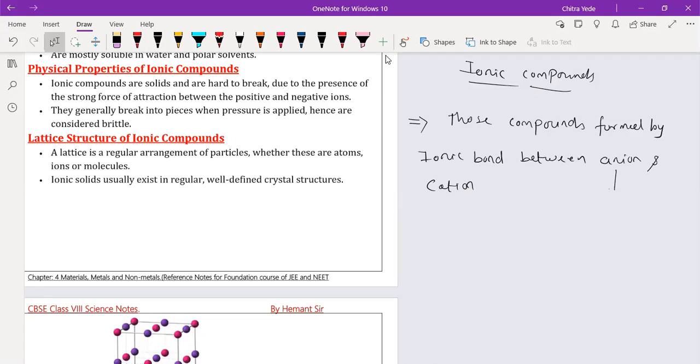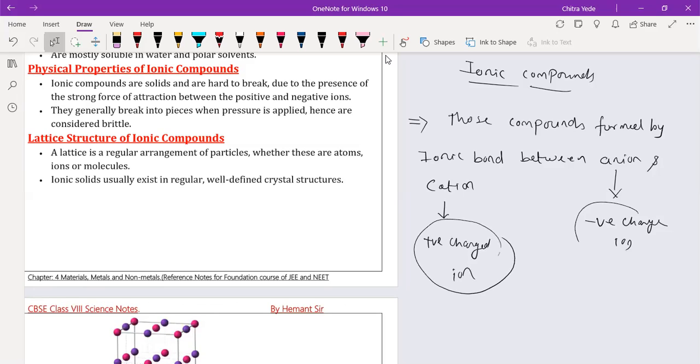So here anion means a negatively charged ion, and cation is a positively charged ion. Okay, so the force of attraction working between a positively charged particle and a negatively charged particle, and the force of attraction working between them, is called the electrostatic force of attraction.